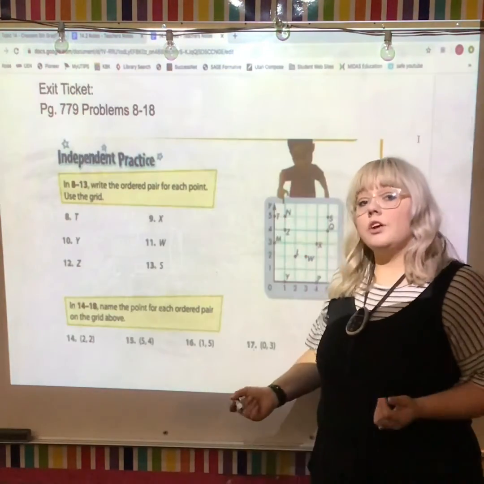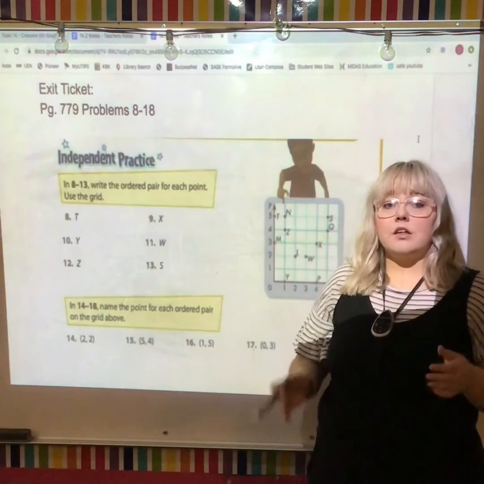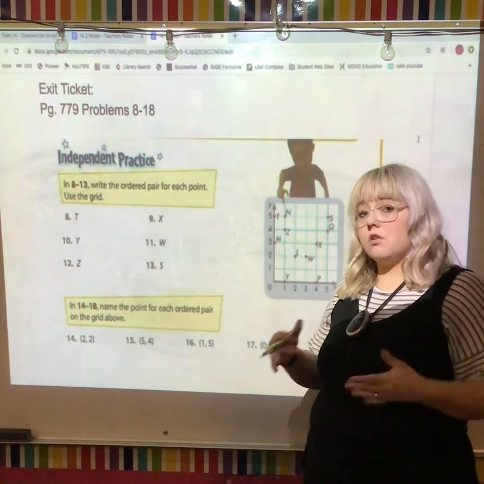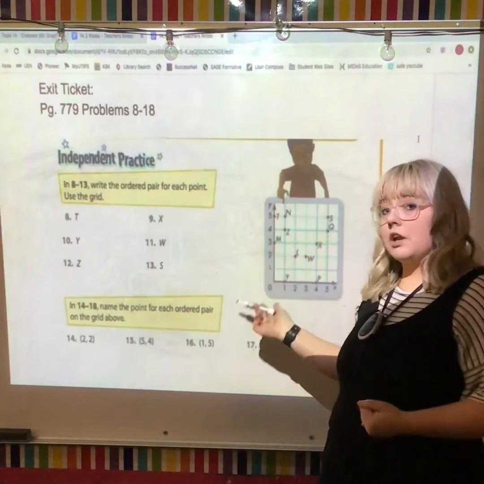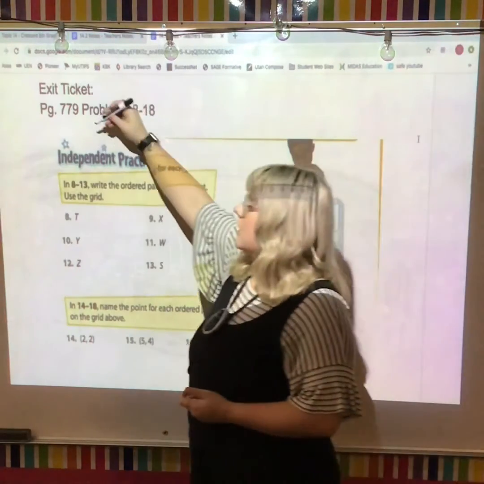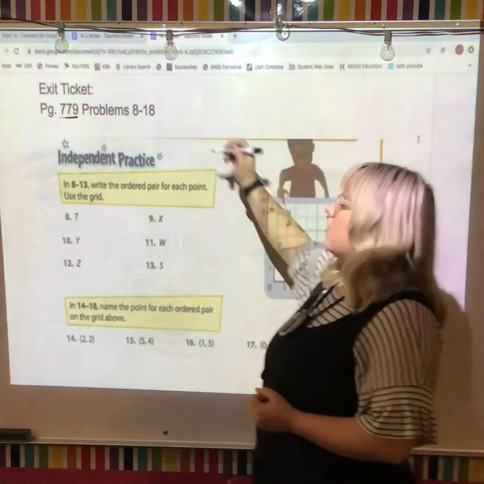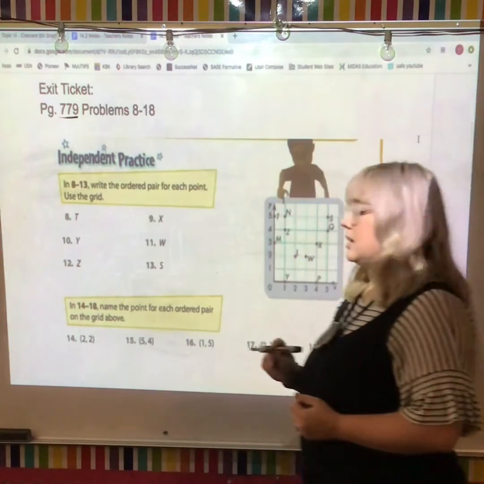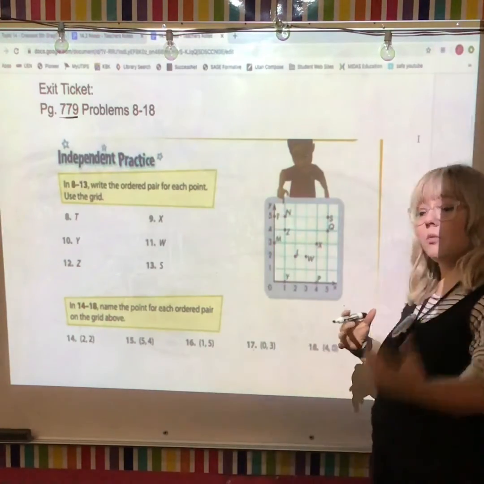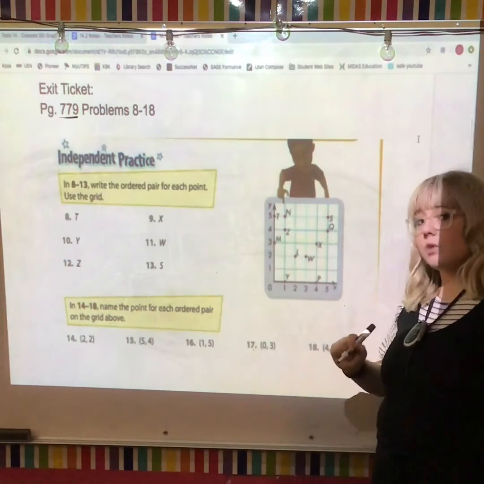Okay, I'm moving straight to your exit ticket. If you would like more practice on this, you can go back and do another look or the guided practice, but we're going to go to the independent practice for your exit ticket, which you can find on page 779, and I want you guys to do 8 through 18. So I'm going to go ahead and do one from each section with you.